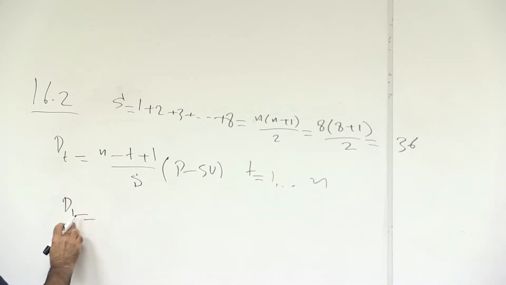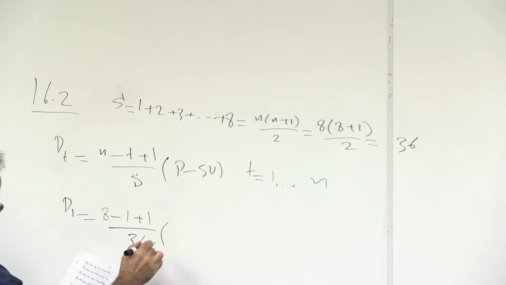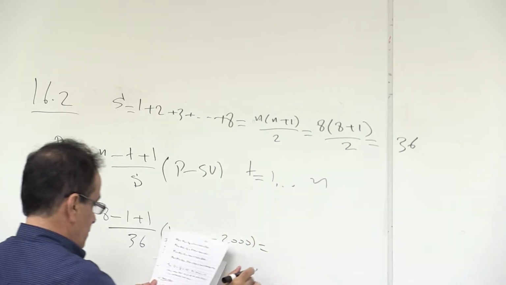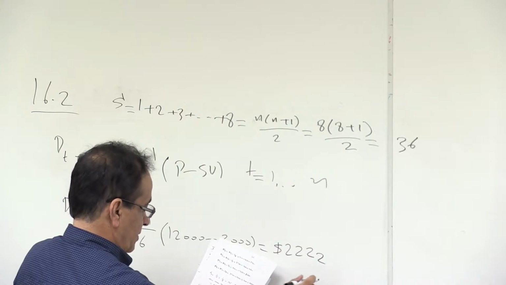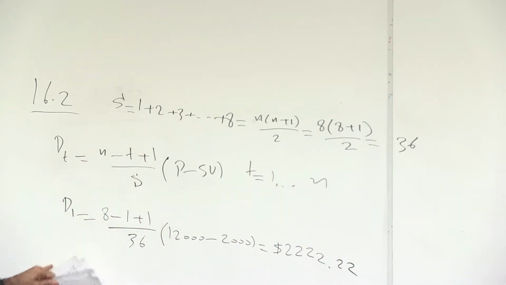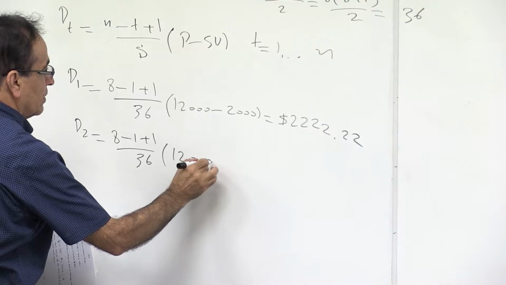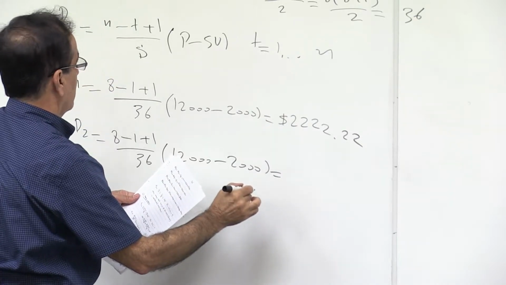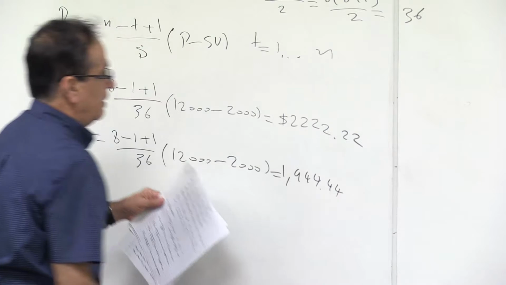D1 is going to be the depreciation for the first year. N is 8, t is equal to 1, so (8 minus 1 plus 1) divided by 36 times the initial cost, which is $12,000, minus the salvage value. That's going to give you the depreciation for the first year, $2,222.22. For year 2, this is going to be (8 minus 2 plus 1) divided by 36, multiplied by (12,000 minus 2,000), and that one is going to be equal to $1,944.44.